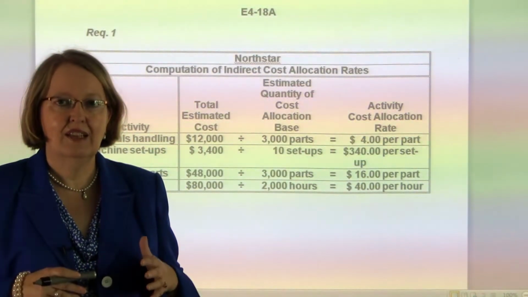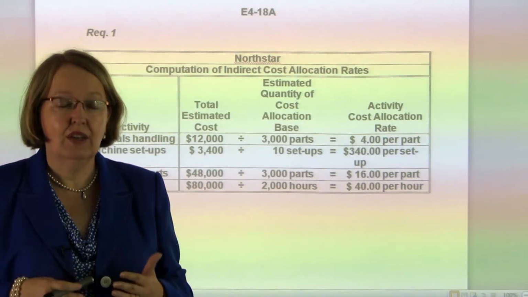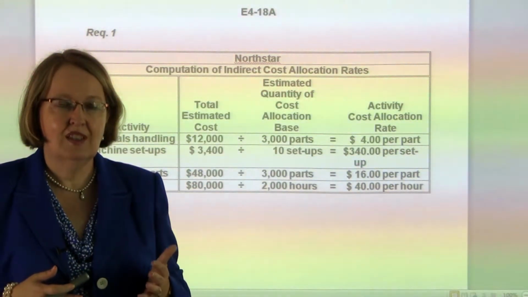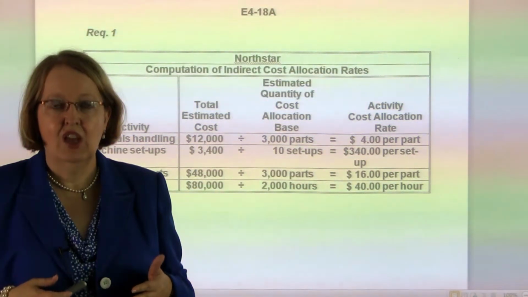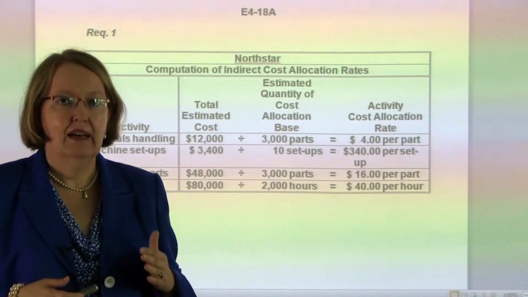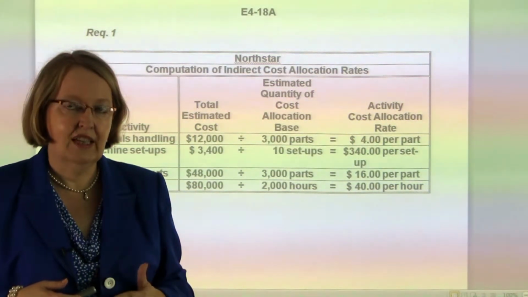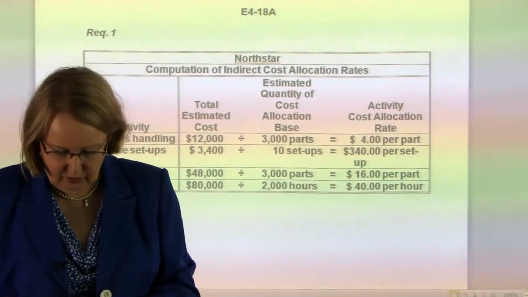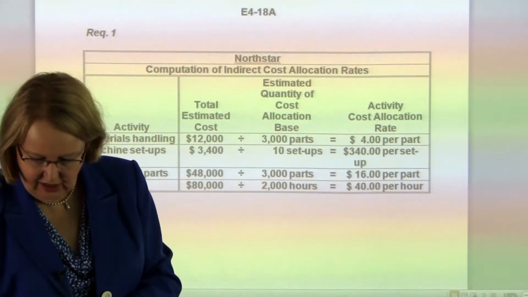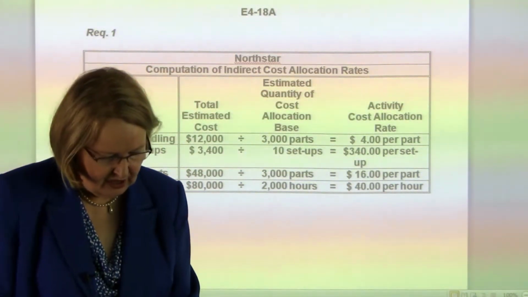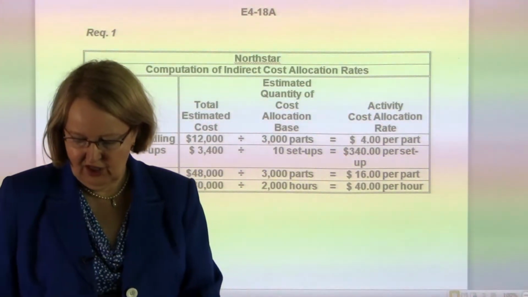There are several activities included in overhead costs, and not all products or jobs will use the same amount of each of these activities. So when you break down your overhead into a lower level, identifying all the activities, this will increase your accuracy. Looking at problem 18A, our first requirement here is to calculate the allocation rate for each activity.